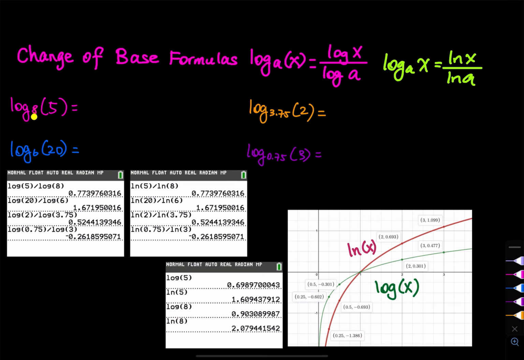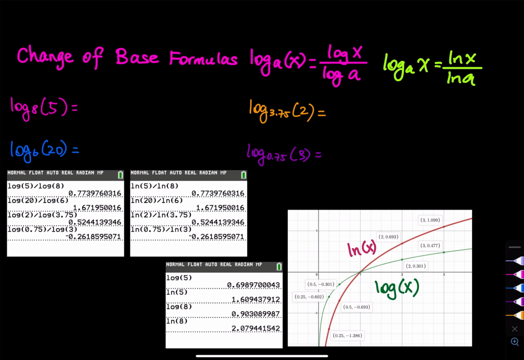What happens if the base is not specified? When the base is not specified, that is base 10. But I want to do a base 8, and the calculator doesn't allow you to do base 8, so then what do we do? We will be using the change of base formula, which is log base a of x equals log of x divided by log of a.